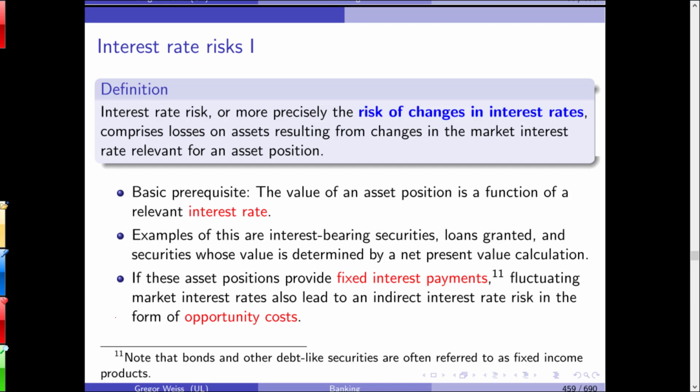Okay. Interest rate risks, also very clear. Every time you have a fixed payment and a fixed interest product, the value of this fixed income product will somehow be related to interest rates. Interest rate risk is defined and comprises losses on assets resulting from changes in the market interest rate that is relevant for an asset position. So very simple, and there are actually two ways to look at this.